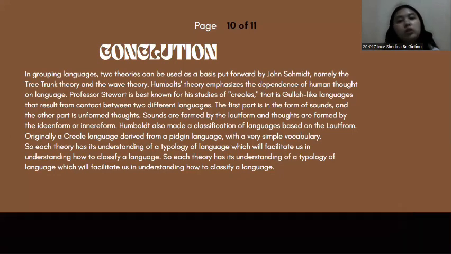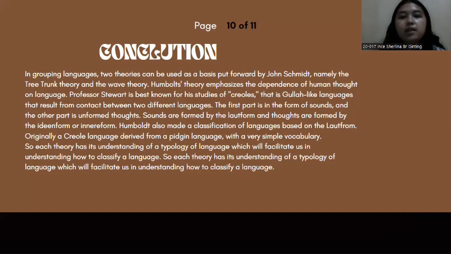And as a conclusion, in grouping languages, two theories can be used as a basis, put forward by Johannes Schmidt, namely the family tree theory and the wave theory. Humboldt's theory emphasized the dependence of human thought on language. Professor Stewart is best known for his studies of Creoles. These are Gullah-like languages that result from contact between two different languages.